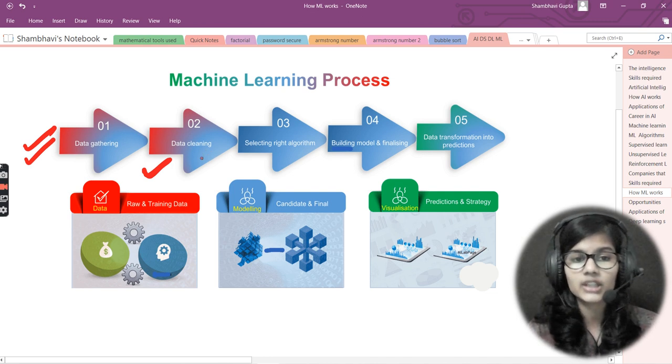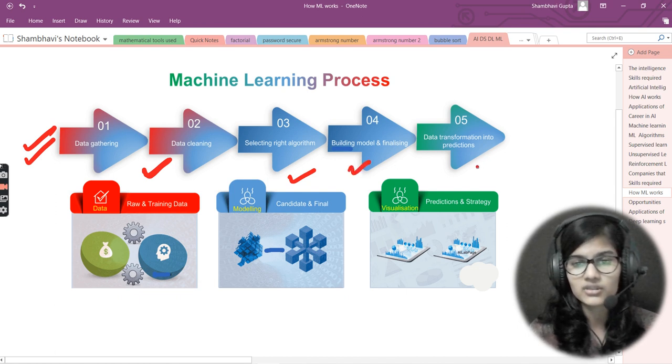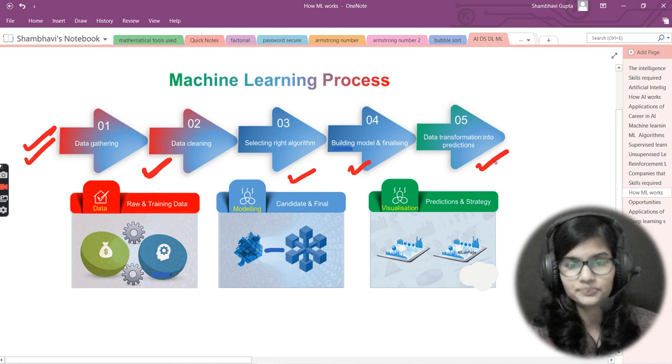So in that case, we just need to clean this particular data. Then you will be selecting the right algorithm which you need, and you'll be building the models, and at last you'll be performing the data transformations and the predictions, fine.